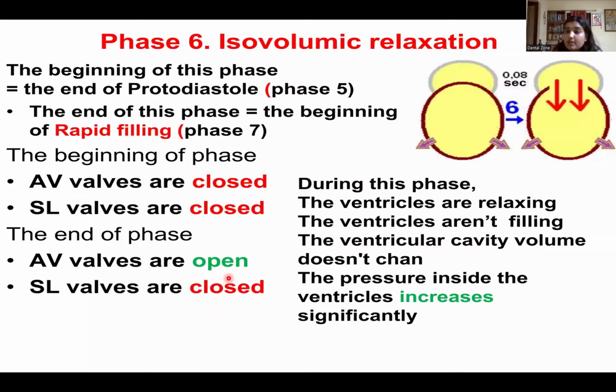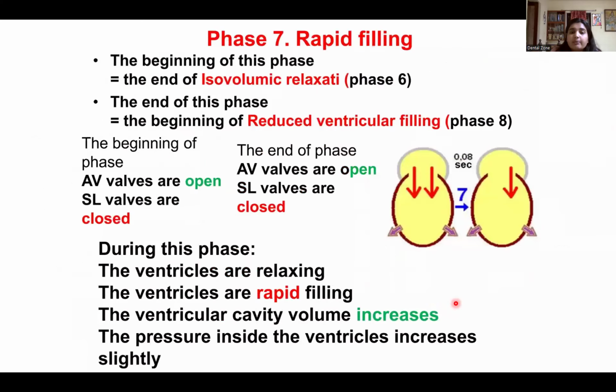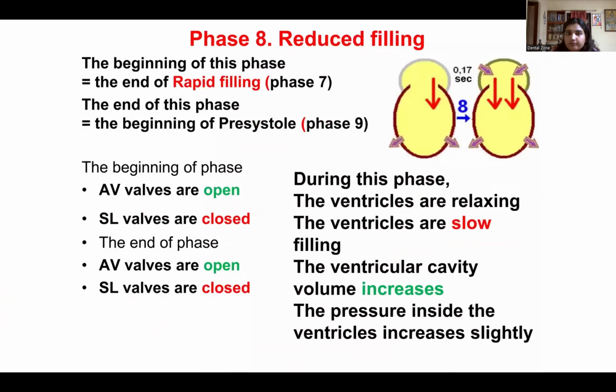At the end of the sixth phase, that is the isovolumic relaxation phase, the AV valves will open. Why will they open? Because the pressure inside the ventricles will increase. Now that the pressure is increased, the ventricular cavity volume will also increase because the pressure inside the ventricles will slightly increase more. The ventricles will undergo a rapid filling state. So the valves will remain open throughout the rapid filling state, right?